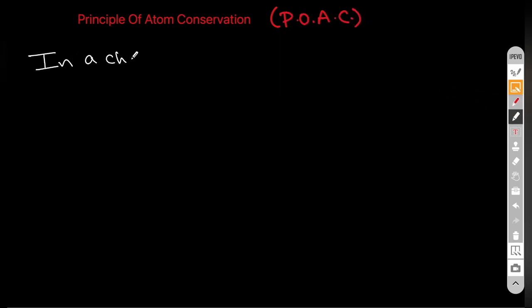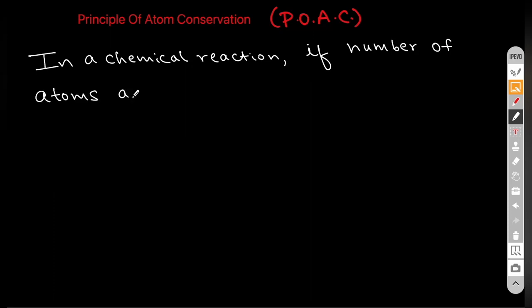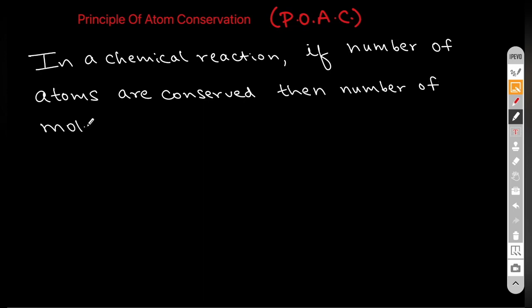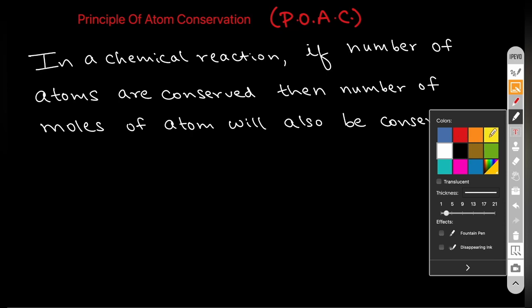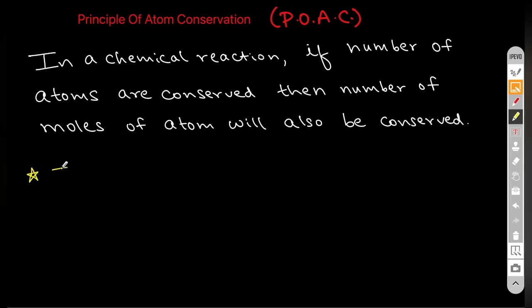In a chemical reaction, if the number of atoms are conserved, then the number of moles of atoms will also be conserved. This is the simple statement for POAC. If number of atoms are conserved, then number of moles of the atom will also be conserved.